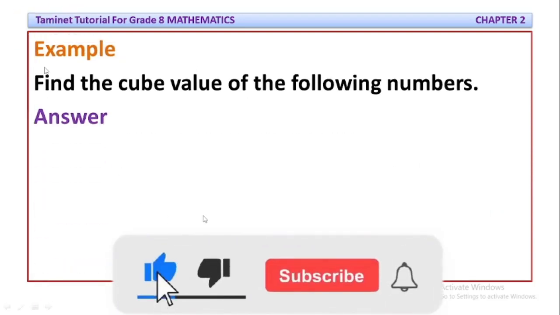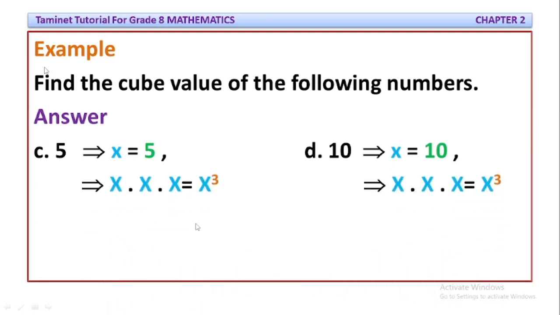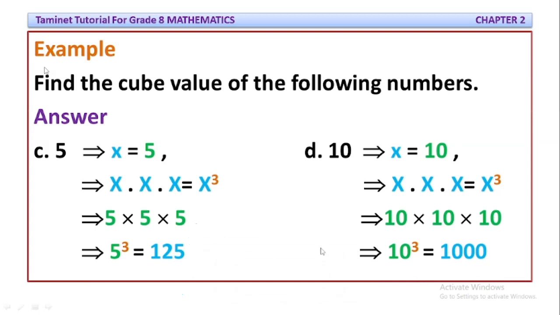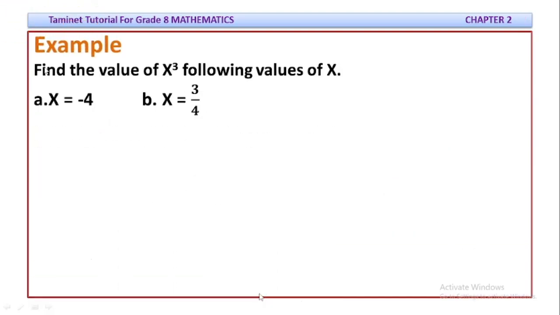So find the cube of the number. 5 times 5 times 5 is 125. 10 times 10 times 10, 10 cubed, is 1000. This is the way to determine the cube value of a given rational number. Another example, find the value of x cubed. If x is given, answer.